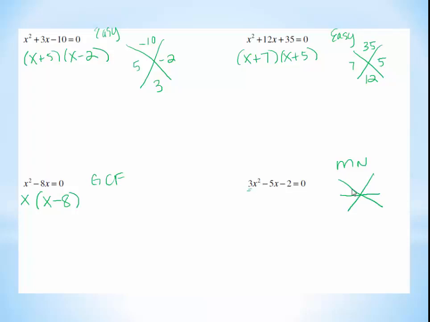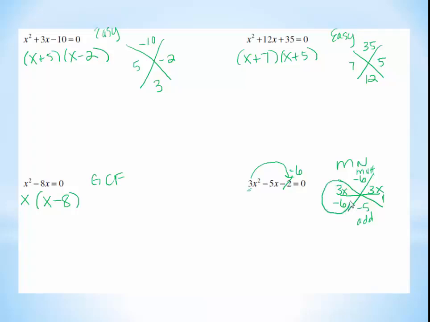So the 3x squared, I'm going to write 3x and 3x right now. I'm going to multiply the 3 by here, and I'm going to write -6 here. So -6 up top, -5. So let's think. Multiplication and addition. Have you figured them out yet? -6 and +1 will add up to -5 and multiply for -6.